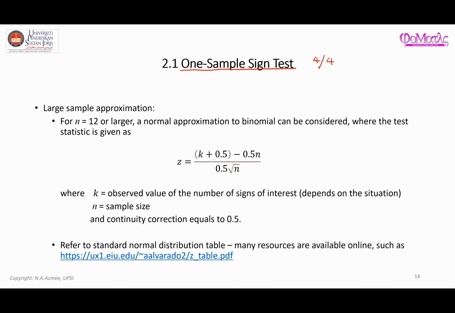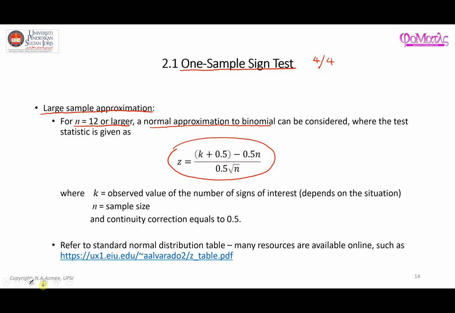This is the last video related to one sample sign test, 4 out of 4 videos altogether. In this video, I'm going to talk about the idea of large sample approximation, which can be used when you have a sample size that is 12 or larger. So here we have a normal approximation to binomial where the test statistic is given as such.